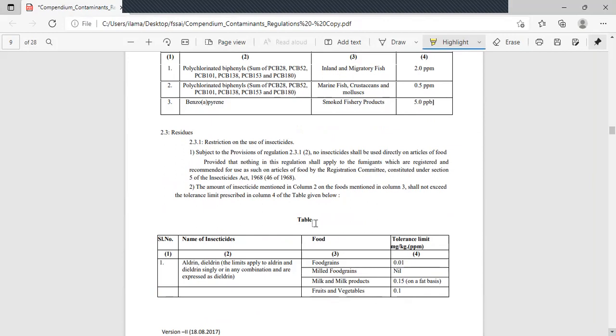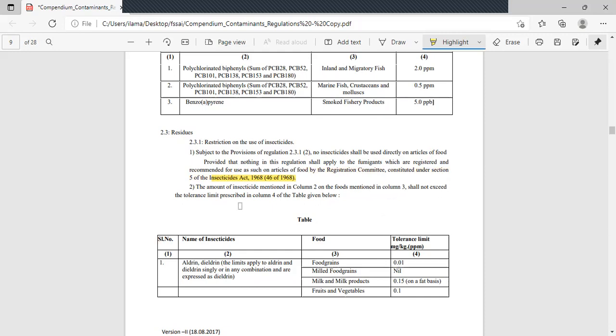Residues of the insecticides. Here, provided that nothing in this regulation shall apply to the fumigants which are registered and recommended for the use of such articles of food by the registration committee constituted under the Insecticide Act. Here, in this residues, this regulation doesn't apply to the fumigants which we are using in the food industry for fumigation purposes, for the fumigants which are registered in the Insecticide Act 1968.